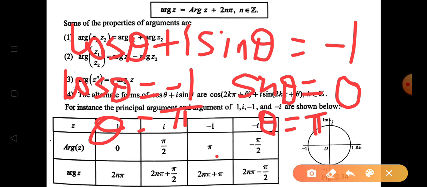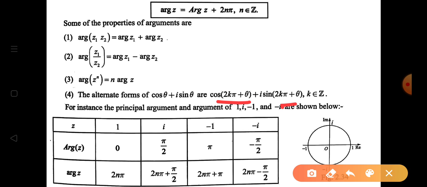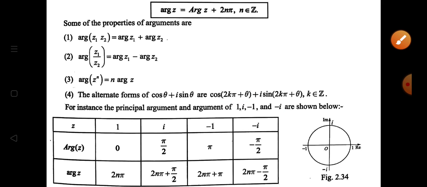Now we substitute in the alternate form: cos(2kπ + theta) plus i sin(2kπ + theta). Here theta is equal to pi. So now our argument is 2nπ plus π. Next we are going to discuss minus i.